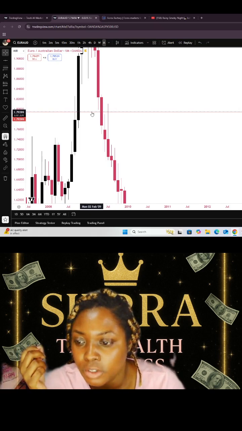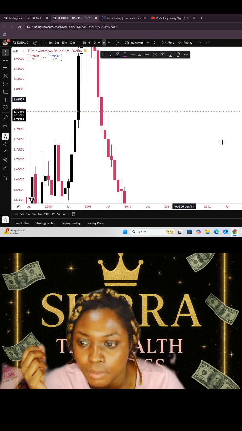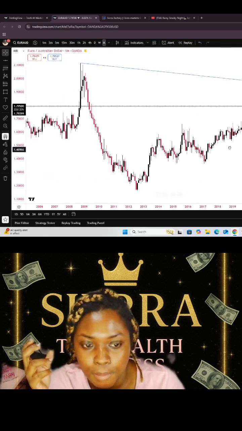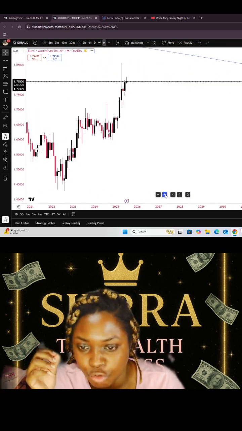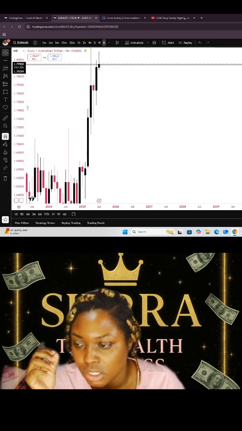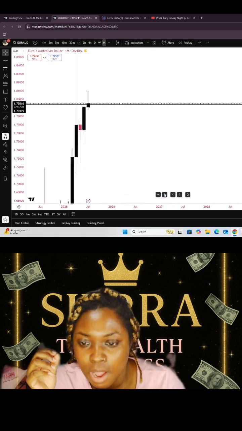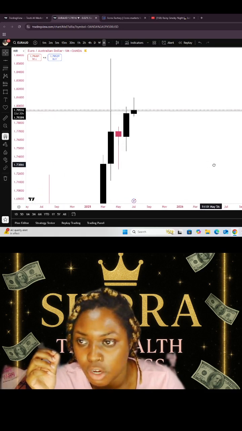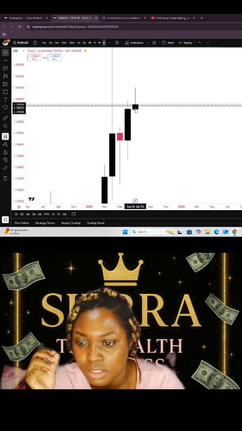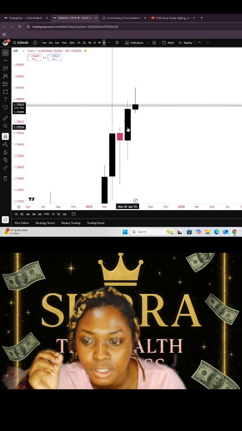Now I'm going to turn this line from red to black, because I like to keep my zones black, and then I use red lines for my CRT zones. Okay, so now I'm zooming in to current price. This is this month's candle. This is last month's candle.